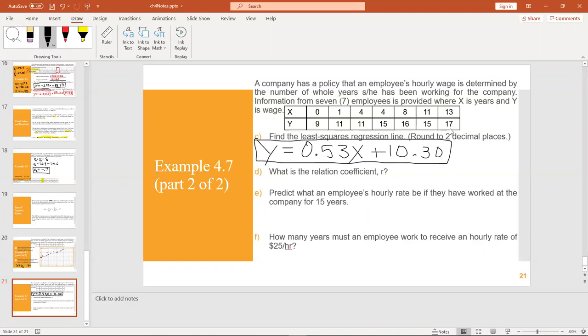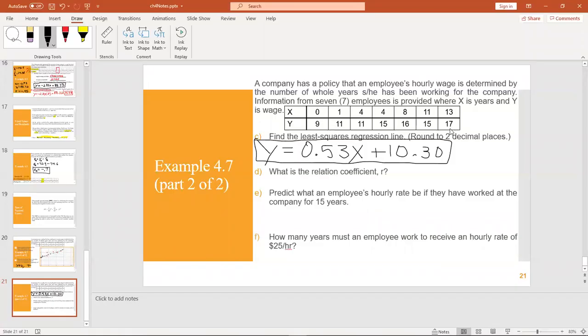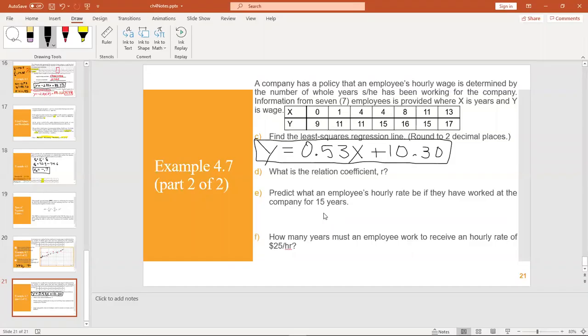All right, what is the correlation coefficient? I thought you'd never ask. There's R right down there. What's it tell us to round to? It doesn't, so we'll just do 2 again. So the R value is 0.87, that's a pretty strong relationship if you ask me. 0.87. So that's the R value.